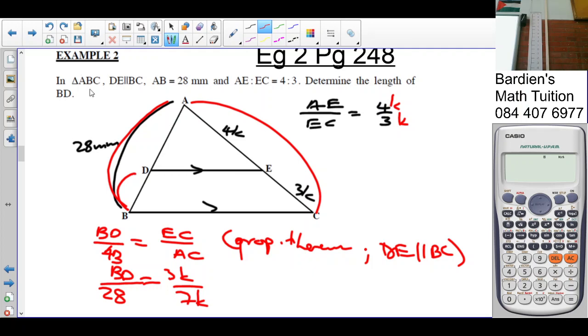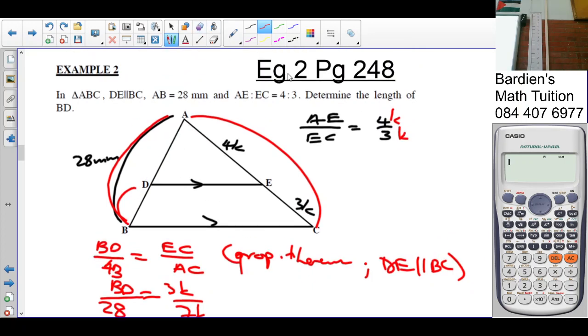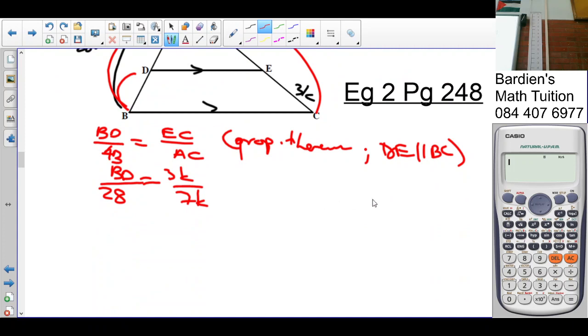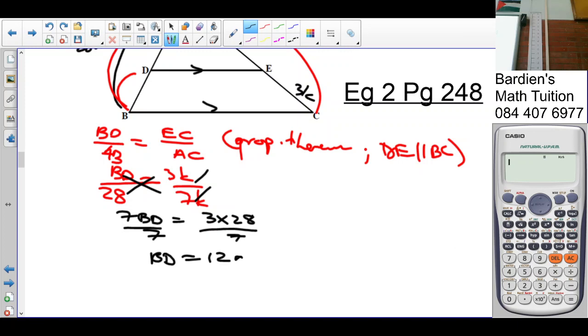So from here it's just a matter of simplifying. The K's cancel, cross multiply, so it's going to be 7BD equals 3 times 28, divided by 7 both sides, so BD works out to be 12 millimeters. A sum like this is worth 3 or 4 marks.